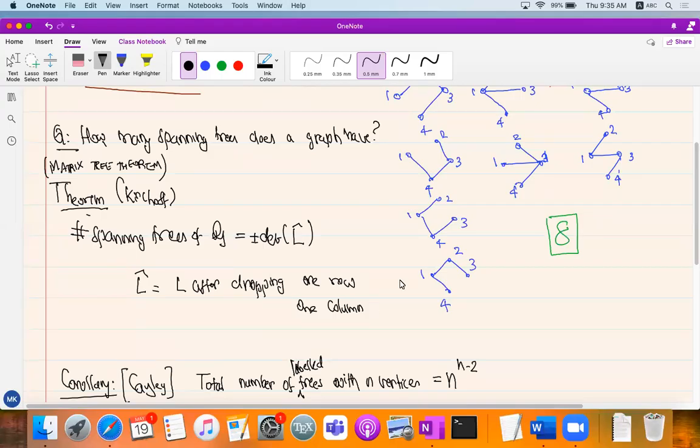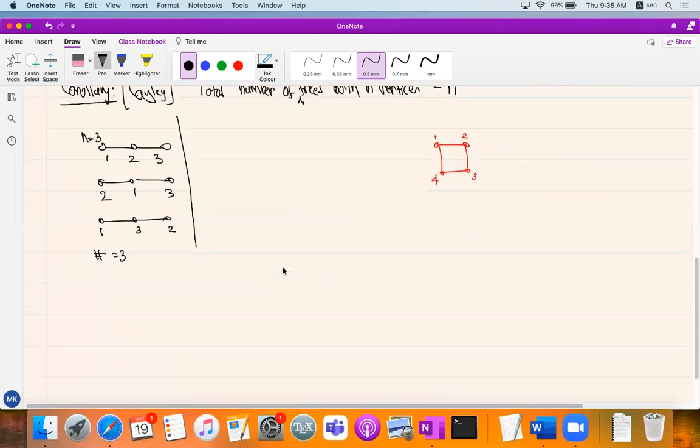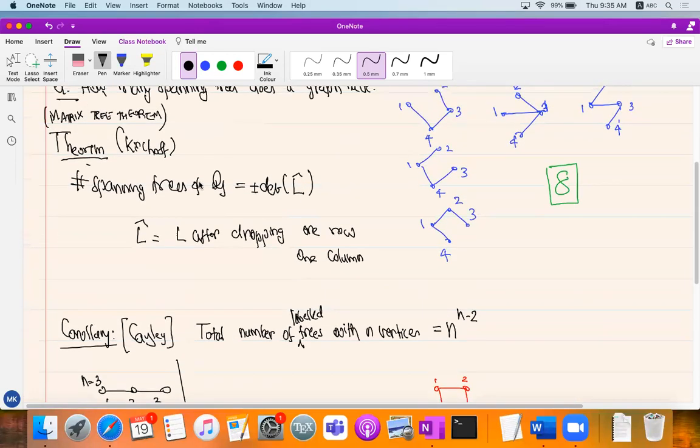Laplacian matrix. Using the Laplacian matrix, we can count. Okay. So that's the point. Now I want to give the proof of this matrix truth here.